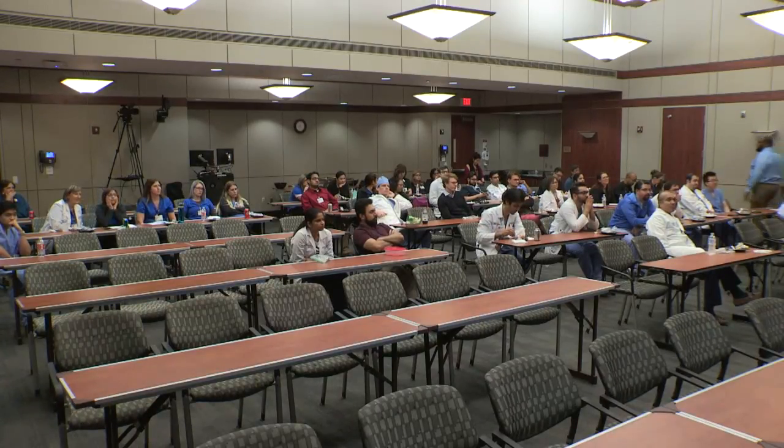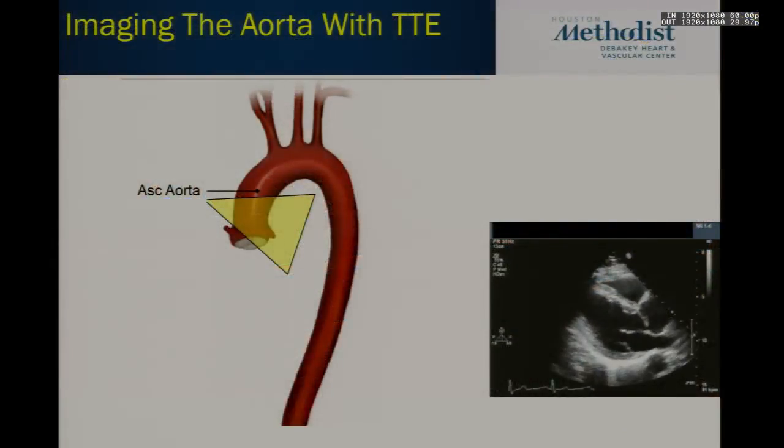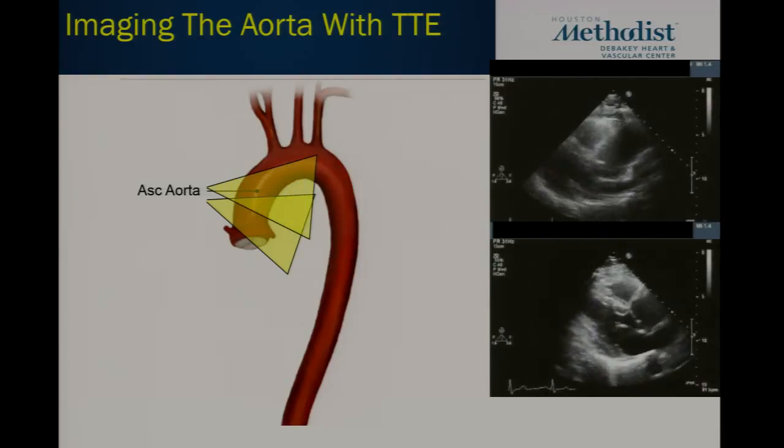So from transthoracic echo, of course, the ascending aorta is the one that we see the best. And it's important for the sonographer that they really take a little extra time in moving the plane a little higher up so that you can see.